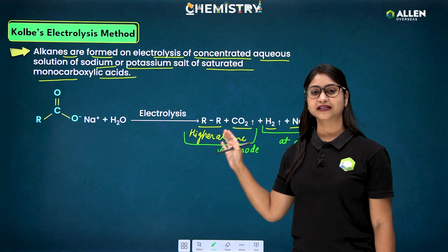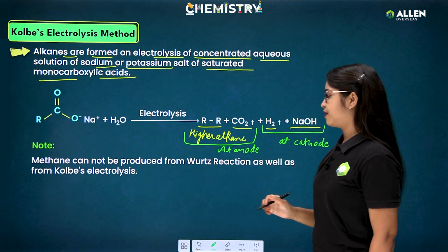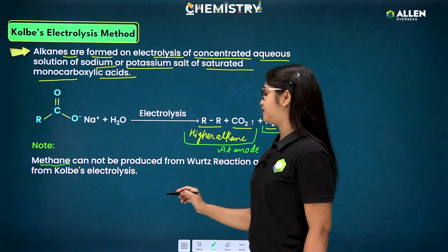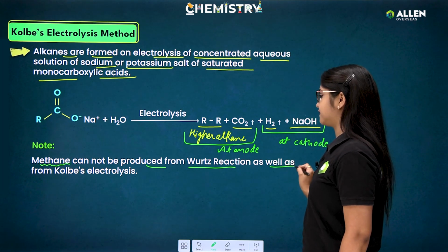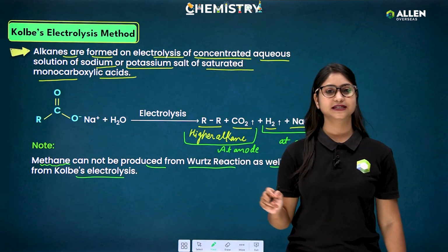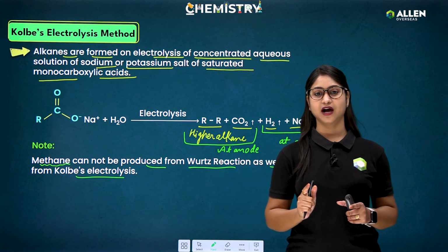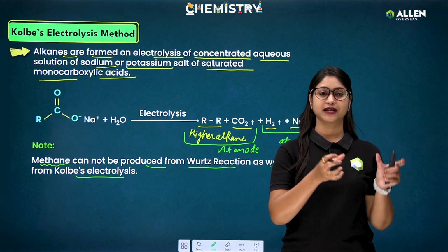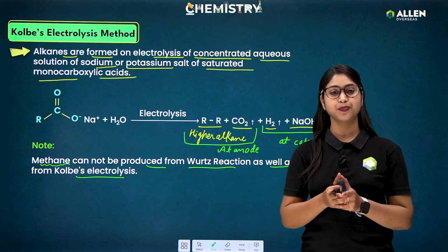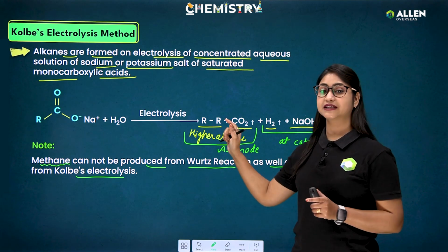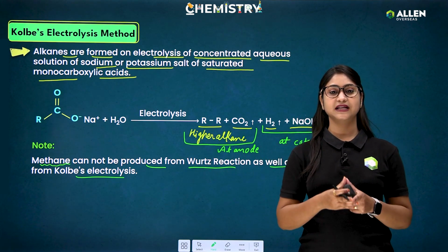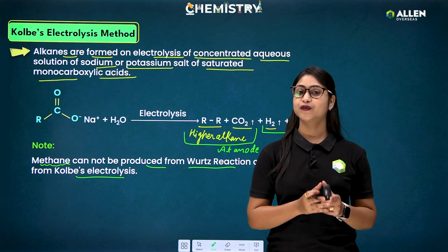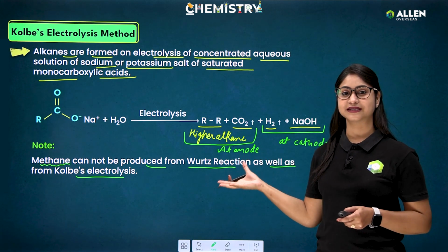So here also we are getting the higher alkane. That's why the note here is that methane cannot be produced from Wurtz reaction as well as from Kolbe's electrolysis, because methane has only one carbon. You can see that these two reactions are a kind of coupling reaction where one alkyl group combines with another similar alkyl group, and that's why we are getting the higher alkane. So the smallest alkane that we are going to get by these two methods will be ethane. So we cannot get methane from these methods.